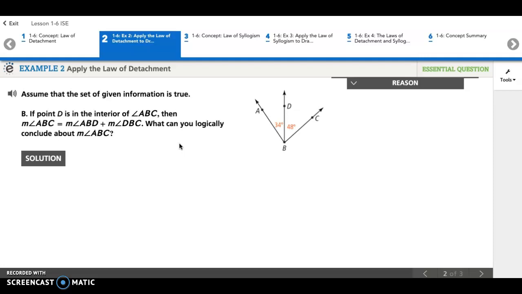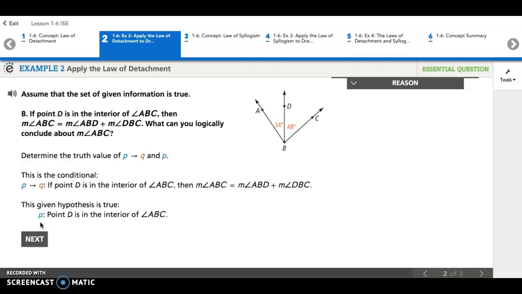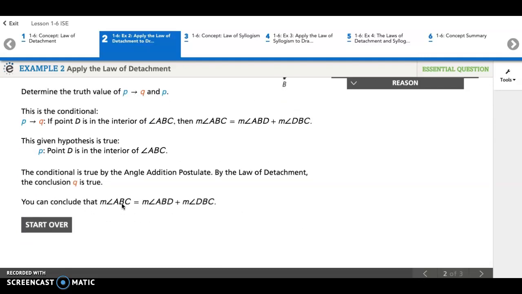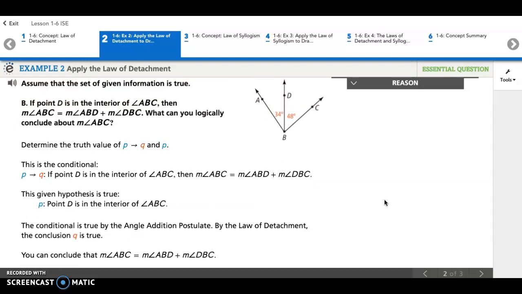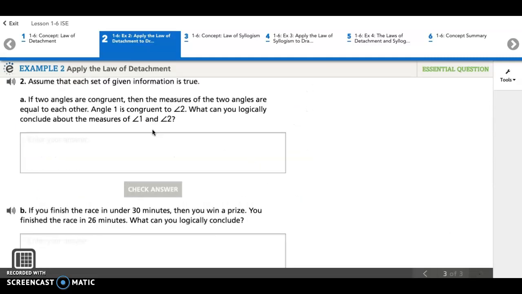So the question is, what can you logically conclude about the measure of angle ABC? And so just like before, we have our if-then statement, we have our picture that shows that the hypothesis of this statement is true. Point D is in the interior of angle ABC. So we can logically conclude that this conclusion will be true. So we can conclude that the measure of angle ABC equals the measure of angle ABD plus the measure of angle DBC. Now there's one more example here. I guess it's technically two examples, part A and part B. So I would encourage you to pause the video and take a look at these two examples in your student edition.